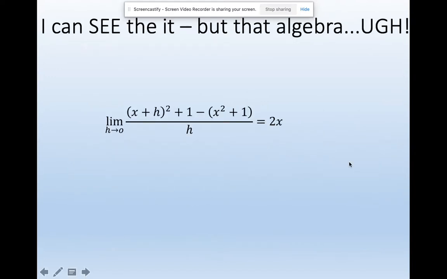All right, so that's great. So I can see it and the algebra, ew. So again, here is me getting my slope generator of 2x, right? We put in the 2 and we ended up getting just 4 instead of the 2x.